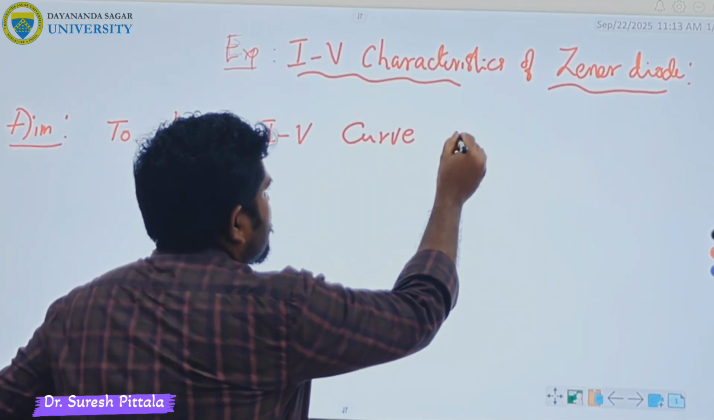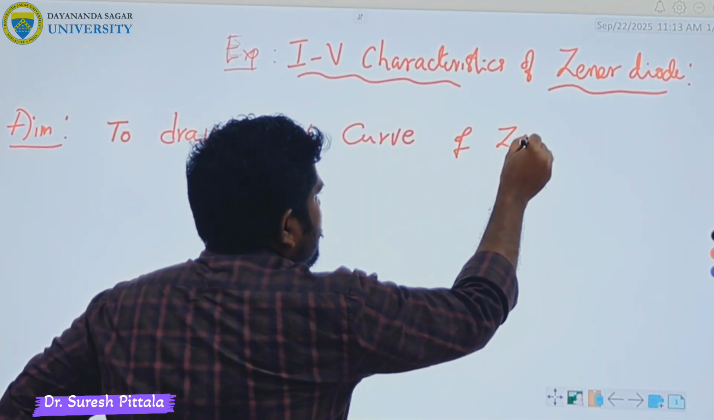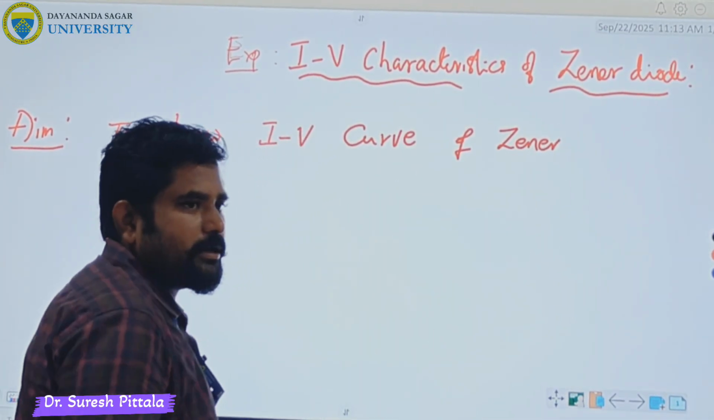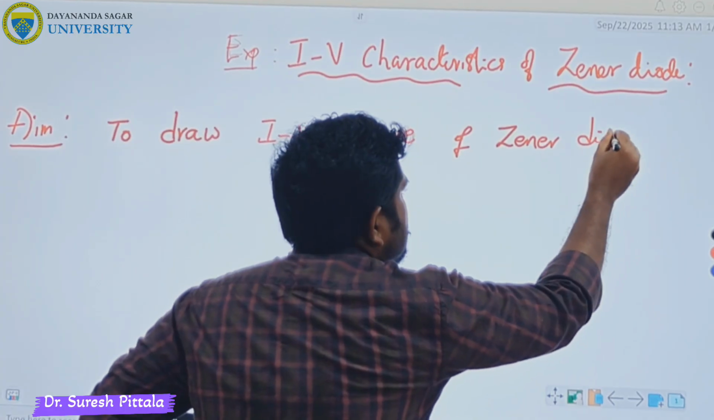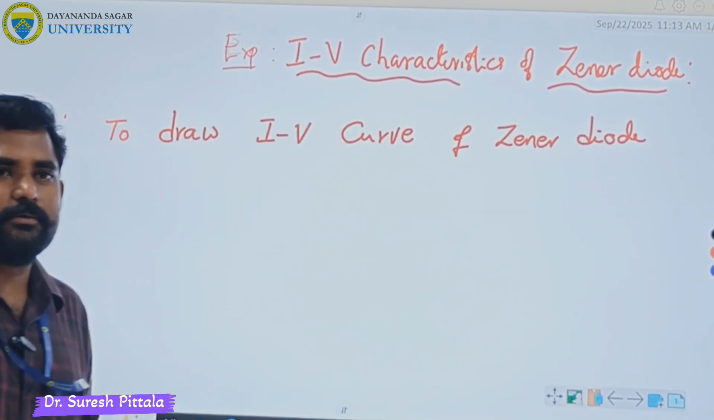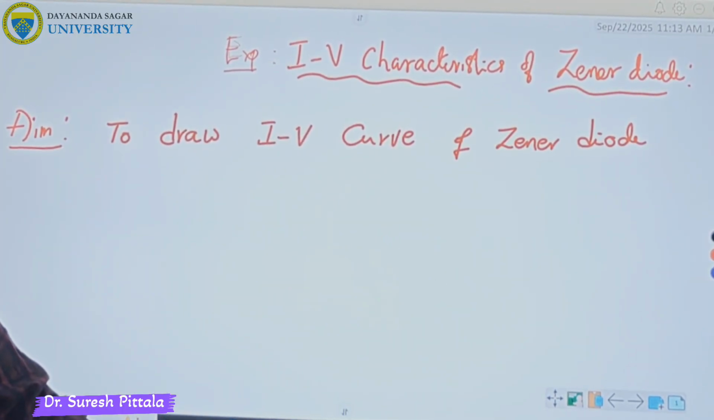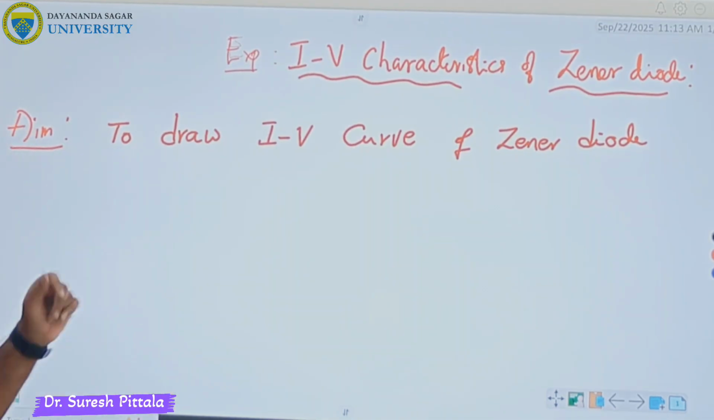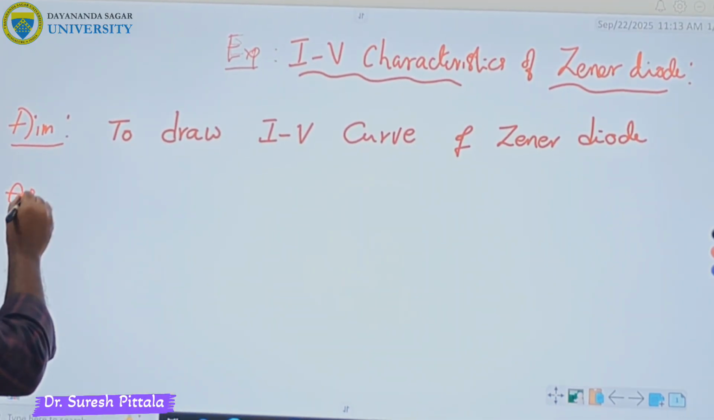To draw the IV curve, whenever you are talking, you must write it is a Zener diode, because the property is different for a normal diode and the Zener diode. Okay, so don't be lazy, you must write Zener diode. Okay, then apparatus, what you require.